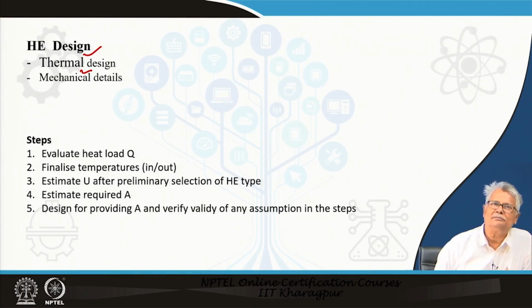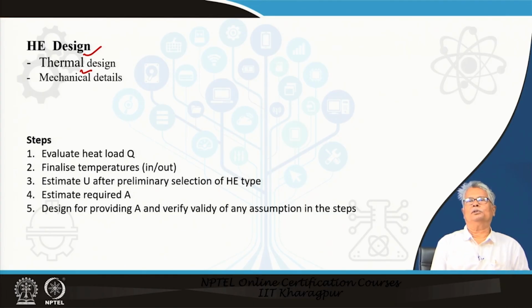So, what are the steps? The first thing, the design problem you analyze, you look at the data that is available, you evaluate the heat load for the heat exchangers, which is in kilowatt. During this period, definitely at least 3 temperatures would be known, or at least 2. Then you decide on all the 4 temperatures of the 2 streams which are coming in and out.